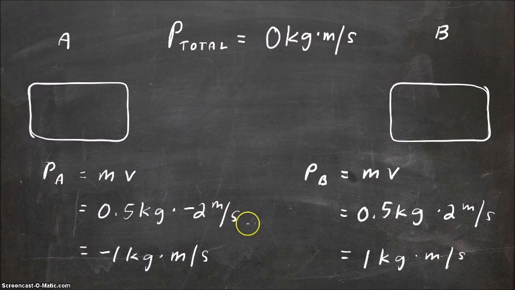Now, if you add the momentum of each of the parts of this system, you'll notice that -1 plus 1 equals 0. 0 was our initial momentum, the momentum at the beginning of our system. And it still holds true. We still have 0 momentum even after the two carts have interacted and we've had an explosion.